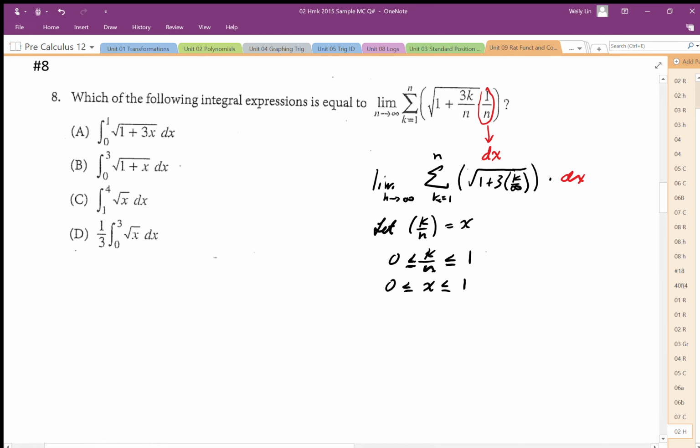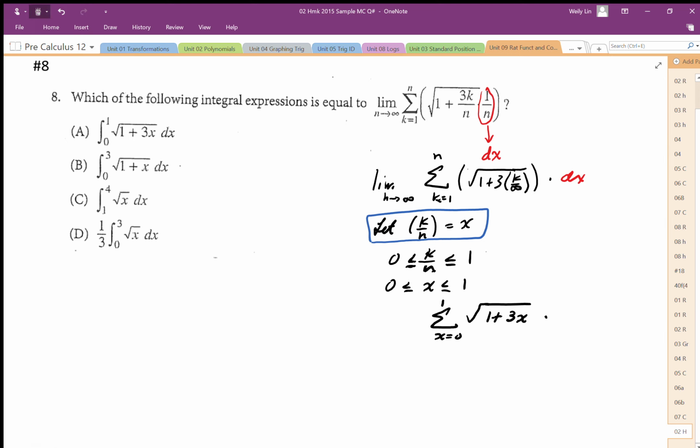If we let that be the case, then I end up with this expression: the limit as n goes to infinity of the sum of the square root of 1 plus 3x, where the x value goes from 0 to 1. And at this point we don't need a limit anymore because we've allowed n to go to infinity. We also have this dx over here, times dx. Let's do a different color to keep track of that. So we have times dx here, and that x is coming from that blue expression.